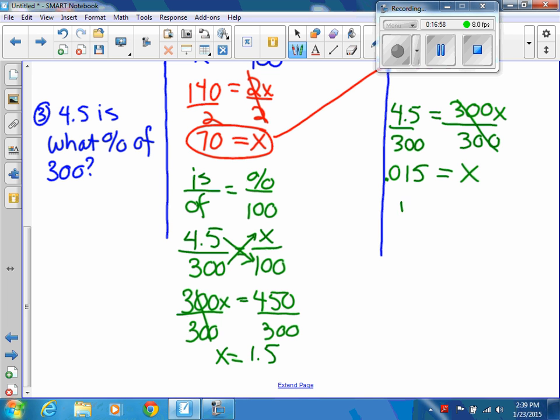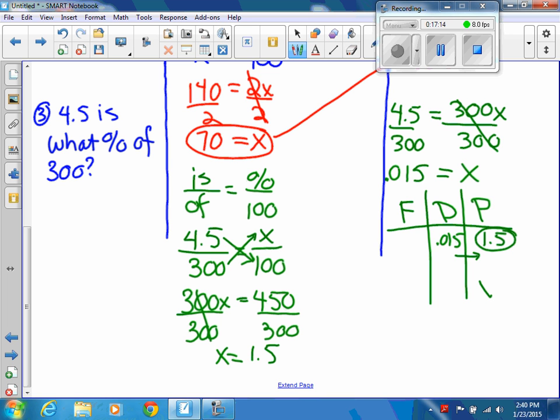Remember, if I'm going from my FDP chart, if I do like this, I've got a decimal 0.015. I'm moving it to the right. That means my decimal moves 2 places. It's always 2 places. That gives me the 1.5 for my percent. So x is equal to 1.5%.